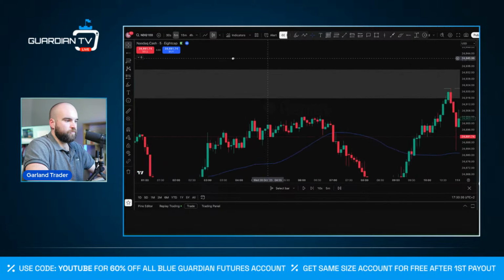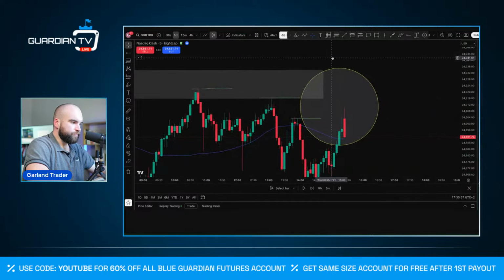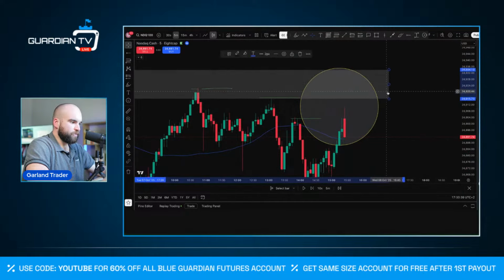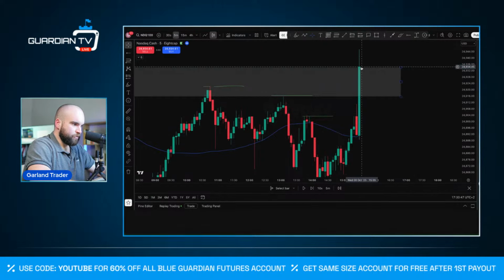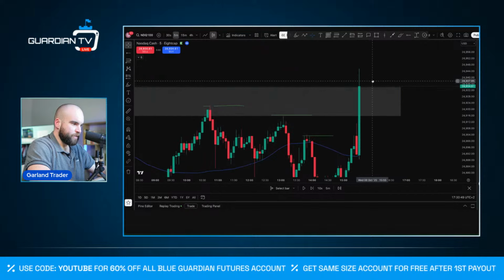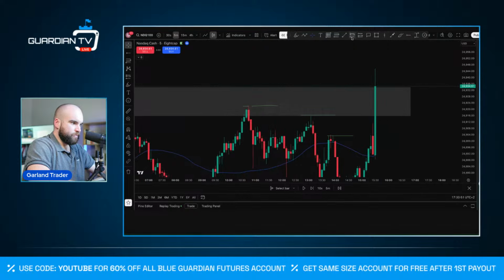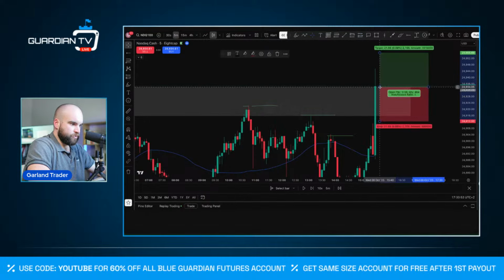So if we look right, we're waiting for price to break out of this zone. Price breaks out of this zone, breaks and closes with a candle body. We would then get involved in this particular trade. Okay, 30-point stop loss on this.